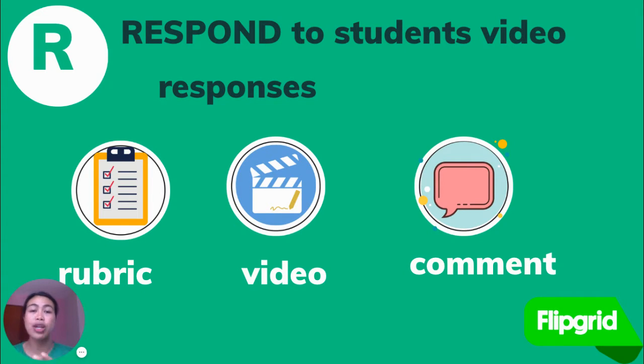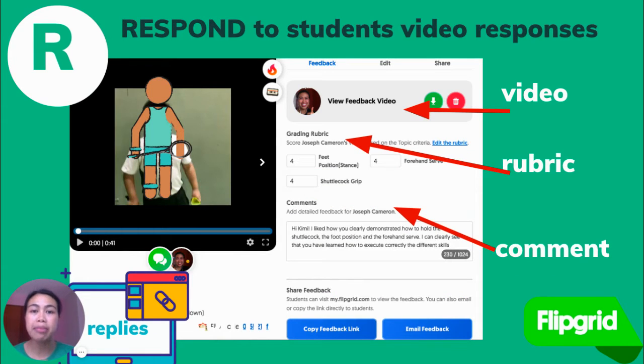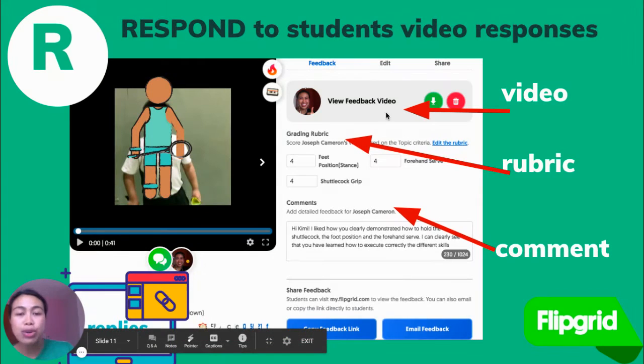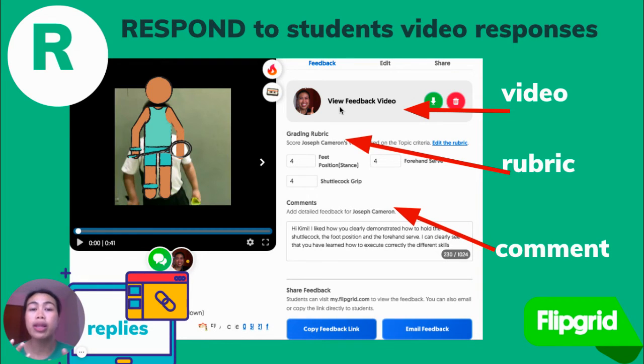You have three options. You can use a rubric, a video, or a comment. This is how it looks. In my class, when my students show a video or respond to a topic I gave, I usually give a video feedback, so it's personalized, although you have the option not to use it. Use whatever you're most comfortable with. Then a grading rubric, I love this part because you can customize it according to the skill you are trying to target. And then comments, of course.